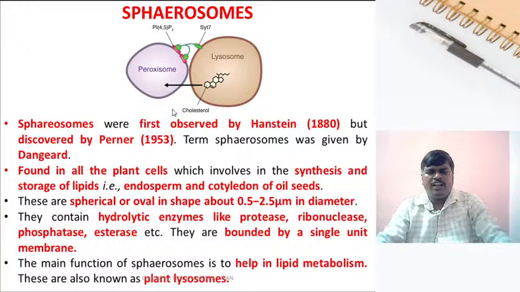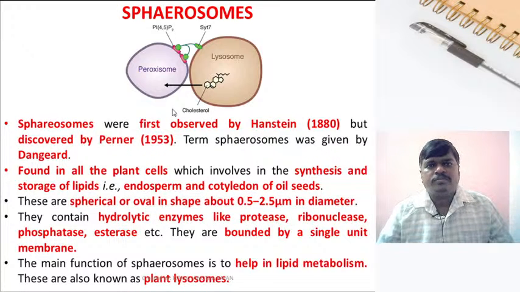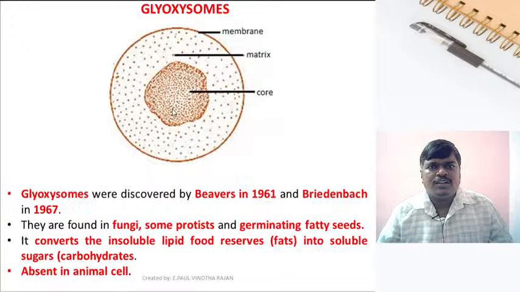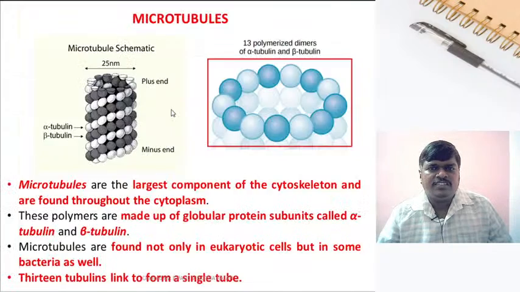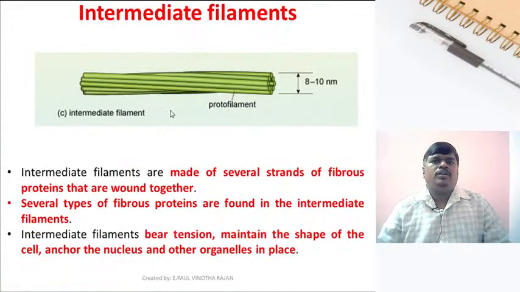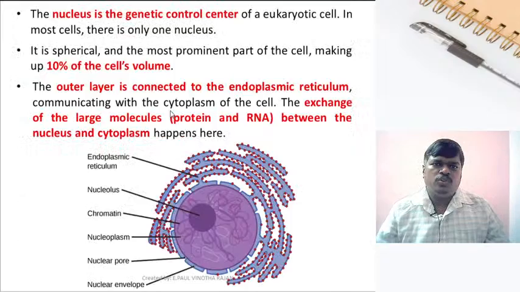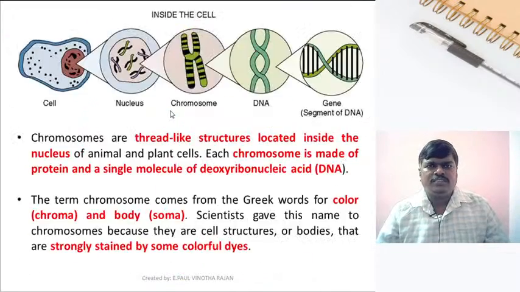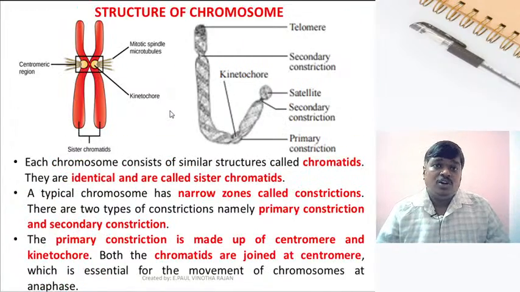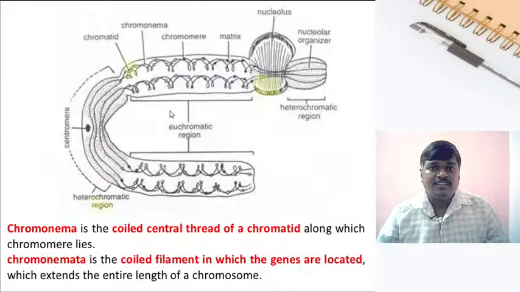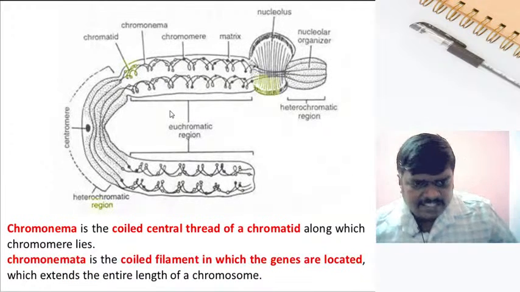The next organelles we are going to talk about are the sparosomes, glyoxysomes, and the cytoskeleton. We are also going to talk about the structure of the nucleus, and chromosomes and the chromosome structure. All these things we'll do in the next class.